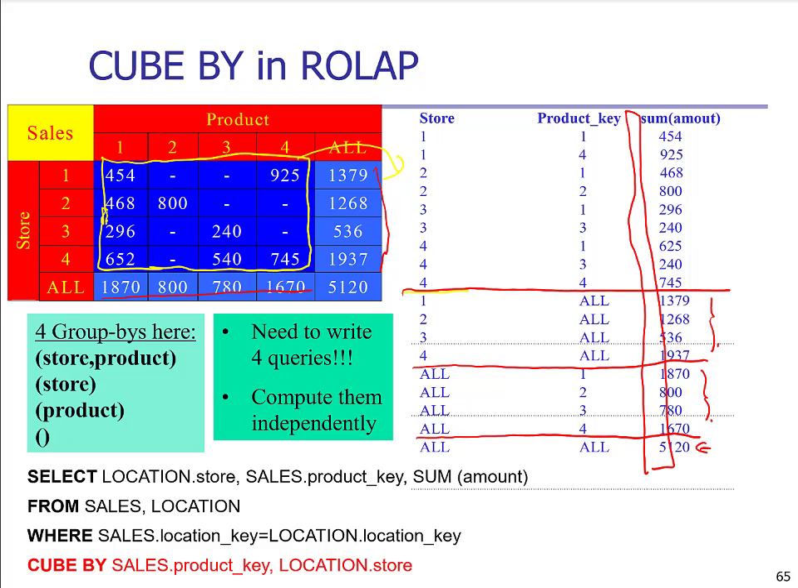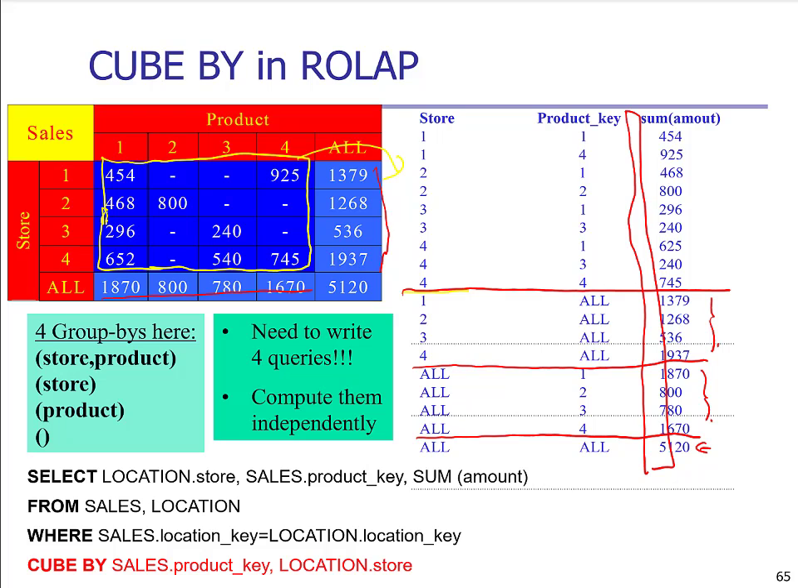I mean, the first part is still the original fact table. Say if we add another column named time, then the first part should be grouped by store, product, and time, right? And then you group by store and product. You group by store and time. You group by product and time, right?